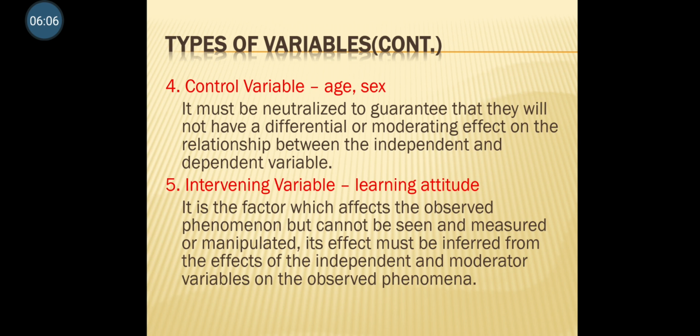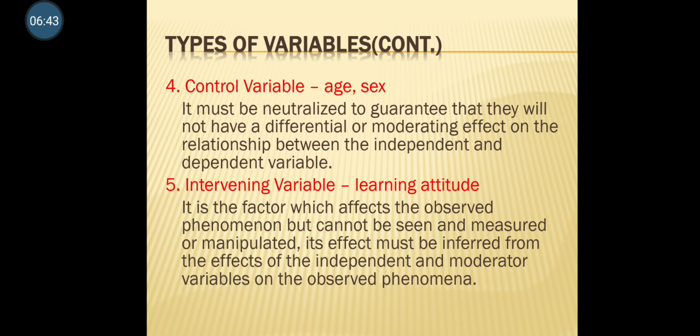So here the learning attitude of a student is a hiding factor which affects the result, that is dependent variable, but it cannot be measured by the researcher. We cannot measure the interest of the student when we see the achievement of the students. So these intervening variables are interrupting the results. So the researcher should carefully control these intervening variables also. Then only he can get a very good result.